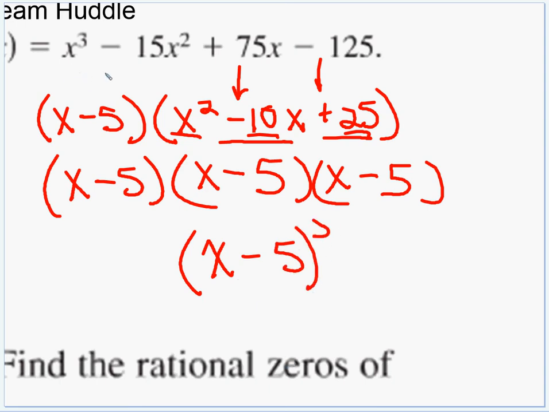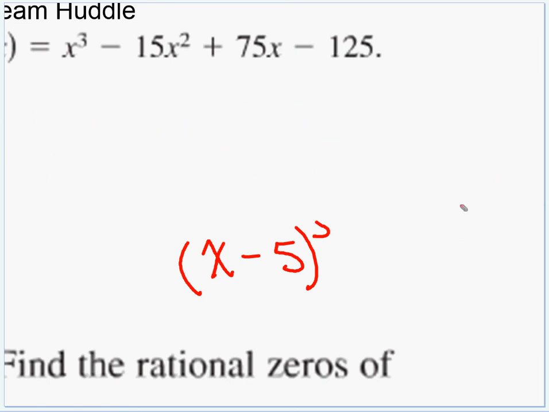So when we were doing our synthetic division, once we tried 5 and it worked, doesn't mean it's not going to work again and again. You can have multiple factors. If you try every possibility and you think you're out of options, go back and try the one that worked a second time.